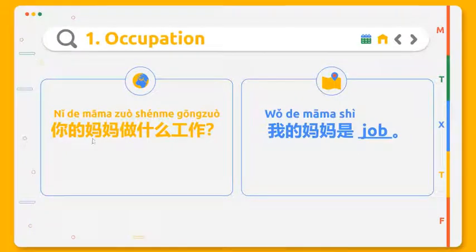What about if I want to know about your daddy's job? I can say 你的爸爸做什么工作? What does your daddy do? We can say 我的爸爸是 engineer, 工程师, or maybe 警察, police officer, or maybe 校长, principal.